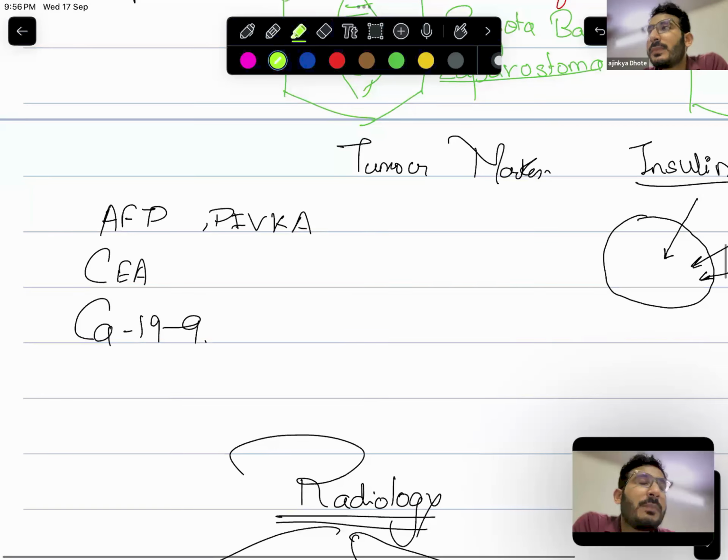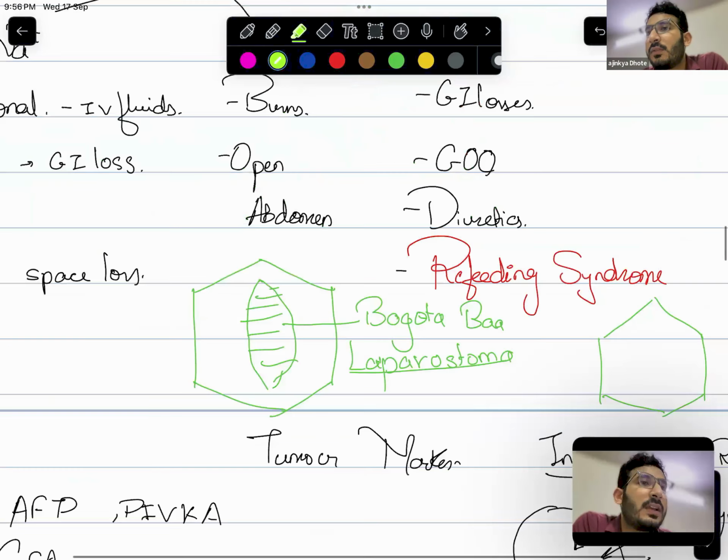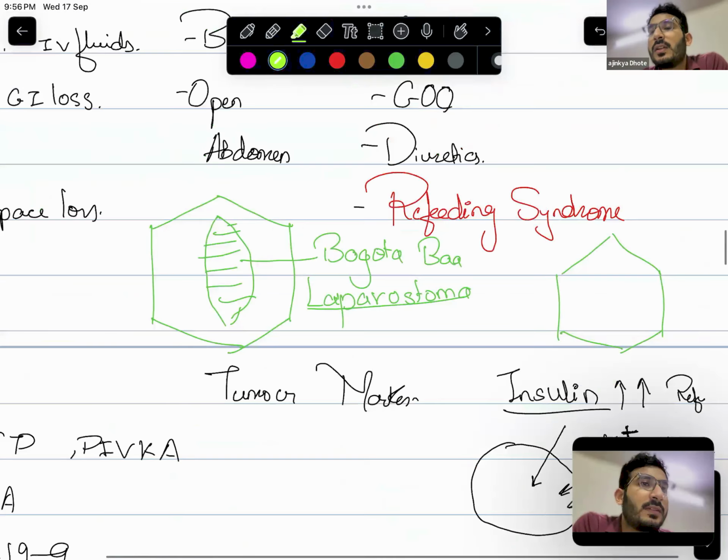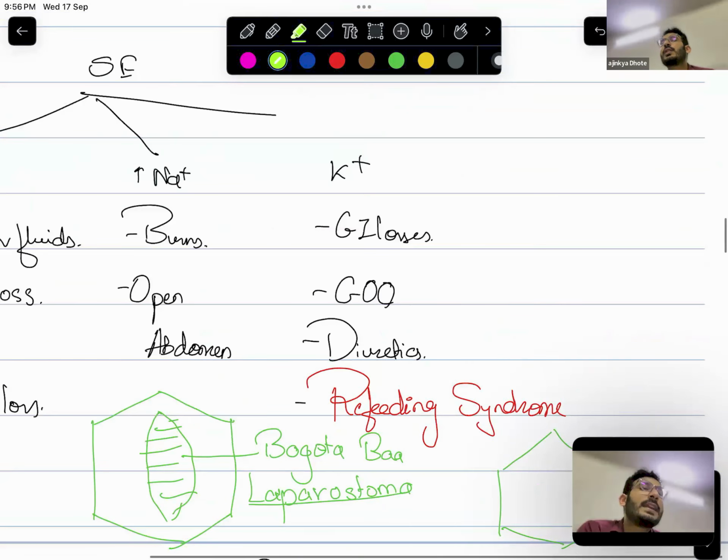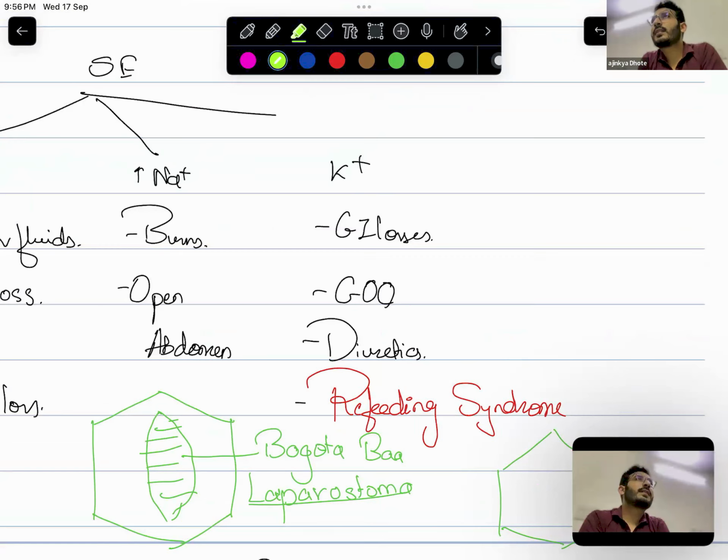Now, next investigation. I hope we have not missed anything. Yeah, there is grossly. One more thing I want you all to remember is hypokalemia. So potassium. Why did I say that potassium is important for surgeons?